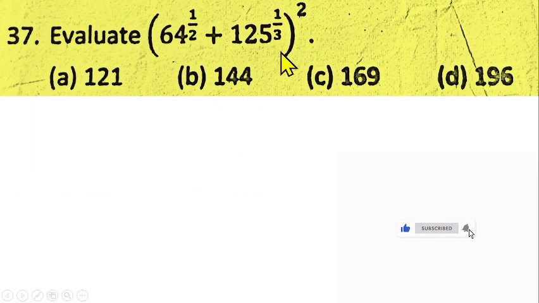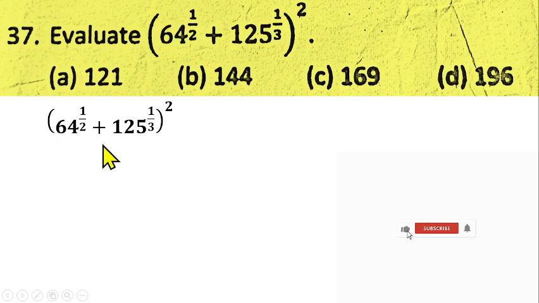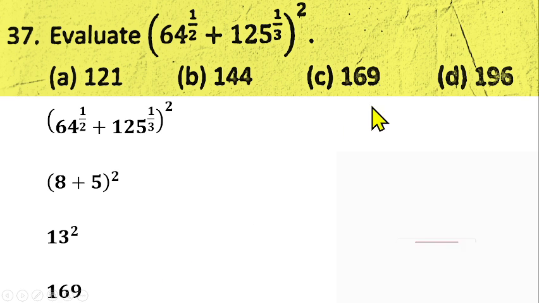Question number 37 is from indices. We have 64 raised to the power half plus 125 raised to the power 1 over 3, all squared. We know that 64 raised to the power half means square root of 64, and 125 raised to the power 1 over 3 means cube root of 125. So what's the square root of 64? That gives us 8. And what's the cube root of 125? That gives us 5. Then squared. Then 8 plus 5 is 13. Then you have 13 squared, and that gives us 169, which is option C.